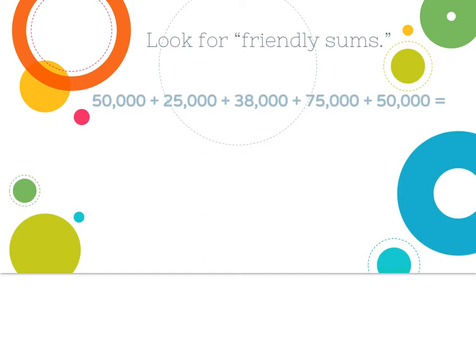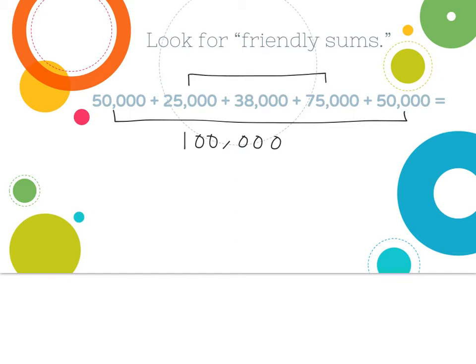Here's an example of a problem that uses large numbers. 50,000 plus 25,000 plus 38,000 plus 75,000 plus 50,000. I could solve this traditionally, but that might take me some time, so instead I'm going to look for what I call friendly sums. First, I see 50,000 plus 50,000. I know that 50 plus 50 is 100, so now we'd have 100,000. I also see 25,000 plus 75,000. I know that 25 plus 75 is also 100, so that would equal 100,000.